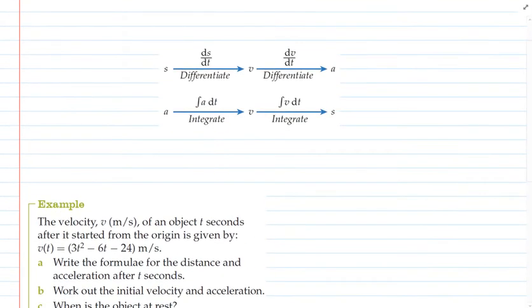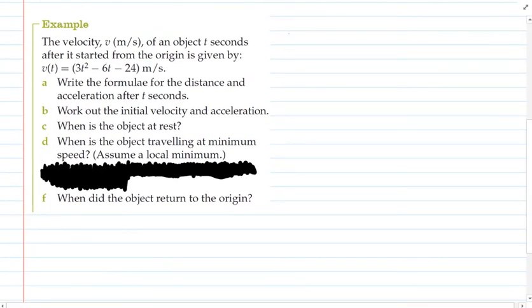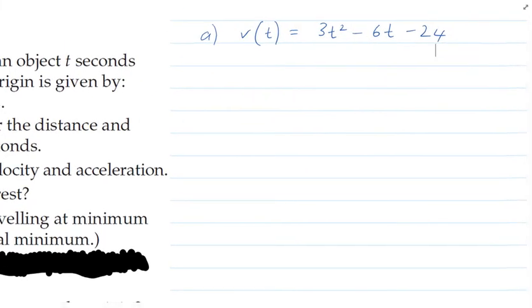Because we're going from velocity to distance, we would have to integrate that. Now I know we haven't covered integration, but this is quite a straightforward piece of integration because we're just doing the opposite of differentiation. So I write out the function 3t squared minus 6t minus 24, and if you don't follow this method, don't worry too much because we'll look at this more when we get to integration.